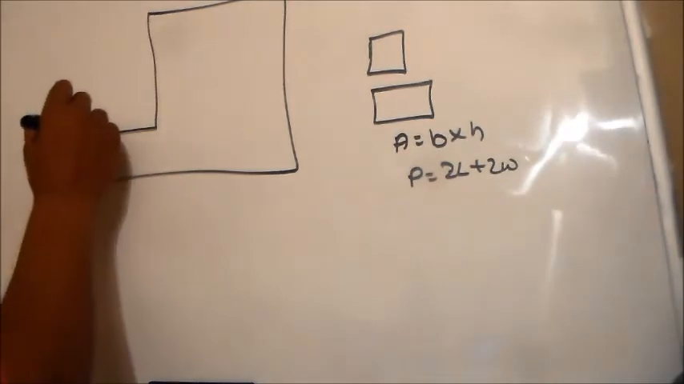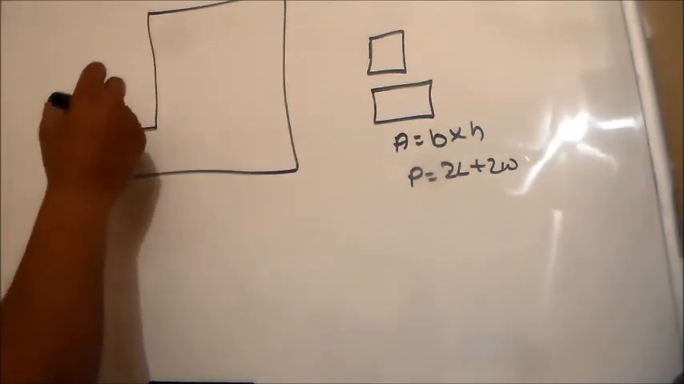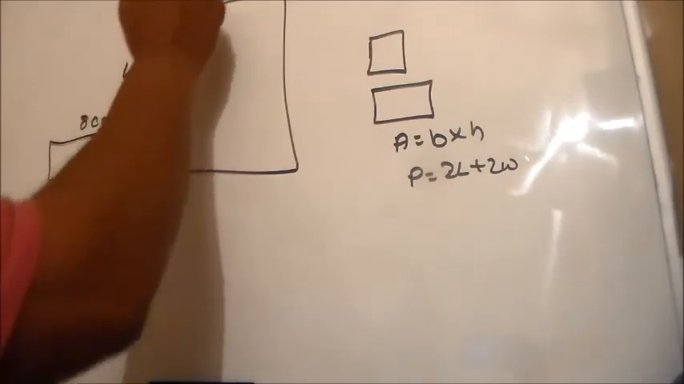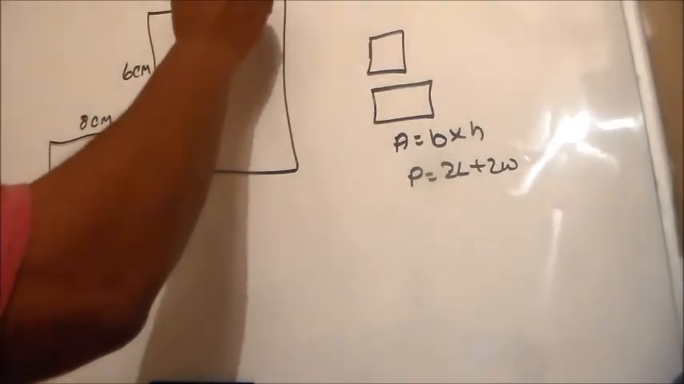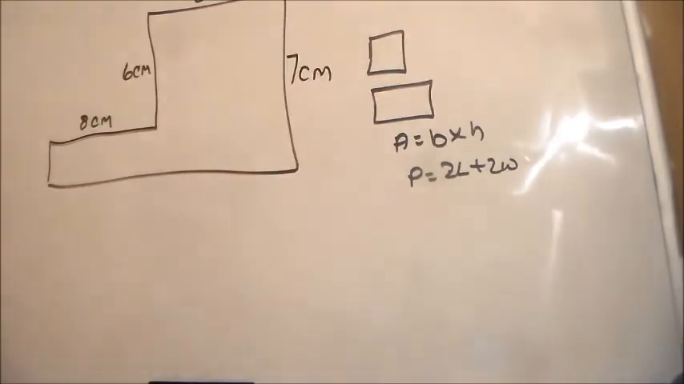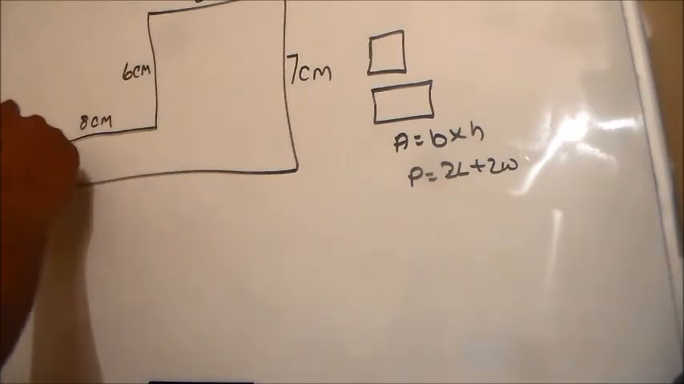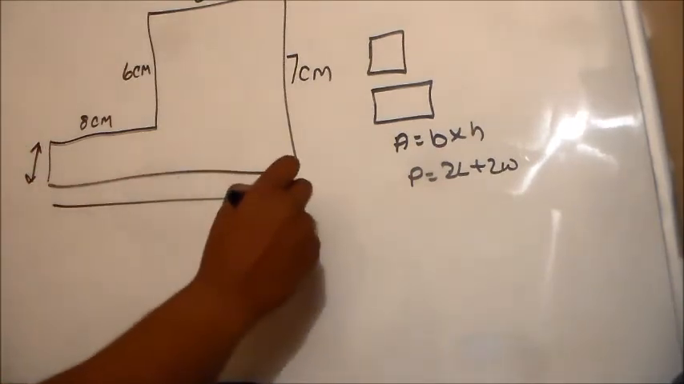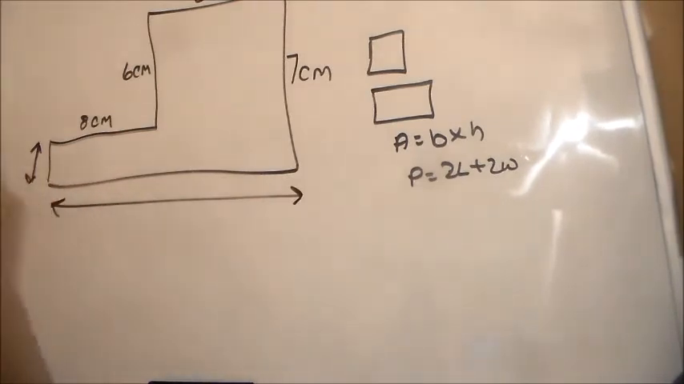Okay, what they give us is 8 centimeters, 6 centimeters, 5 centimeters, 7 centimeters, and they give us nothing here and nothing here. So we're going to have to find that out.